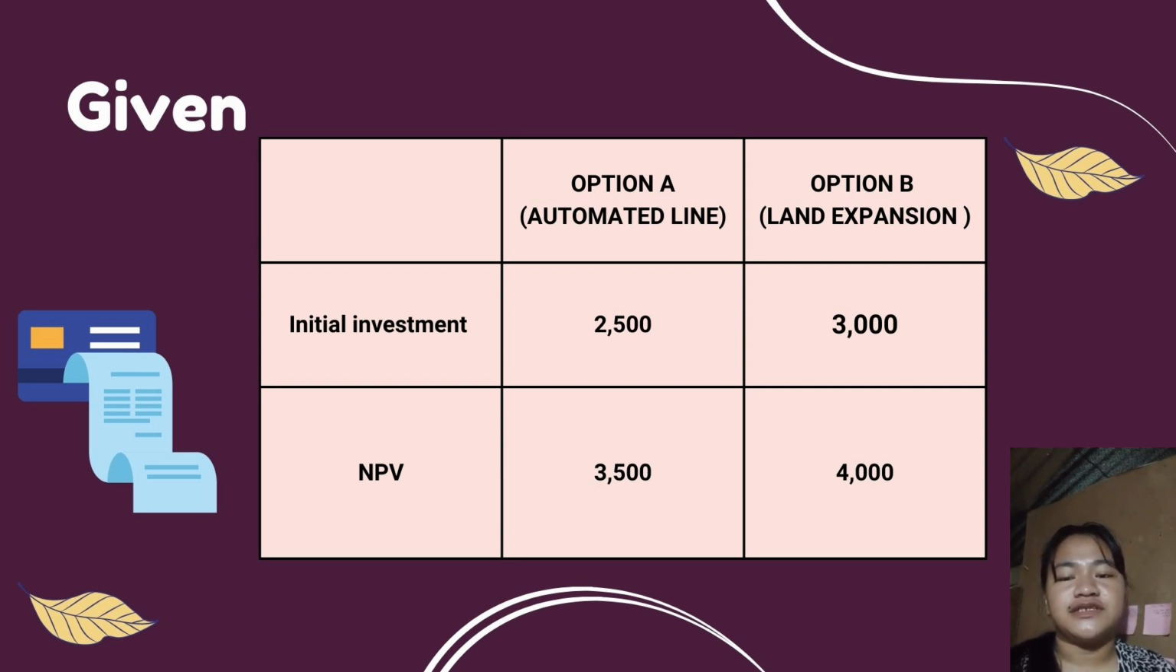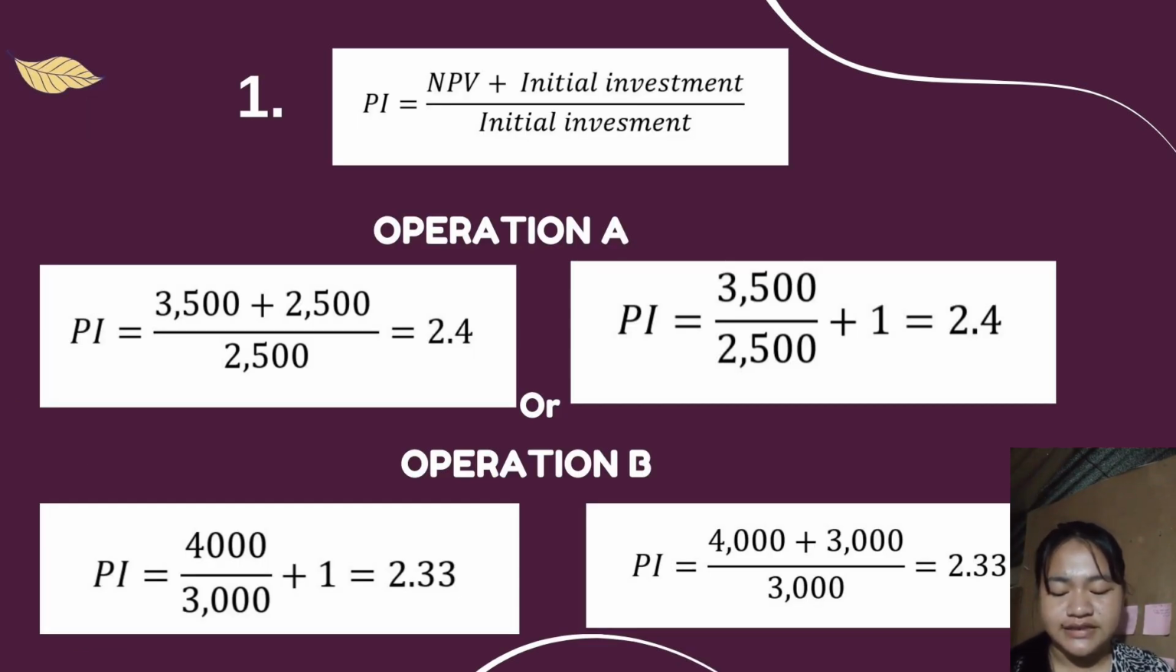So in order to solve this example, we are going to use the second formula, which is the PI equals the NPV plus initial investment divided by the initial investment. So in option A, we have a 3,500 NPV, plus 2,500 initial investment, divided by the 2,500 initial investment again. So we have a profitability index of 2.4. And then in option B, we have a 4,000 NPV plus 3,000 initial investment divided by the 3,000 again. So we have a profitability index of 2.33.